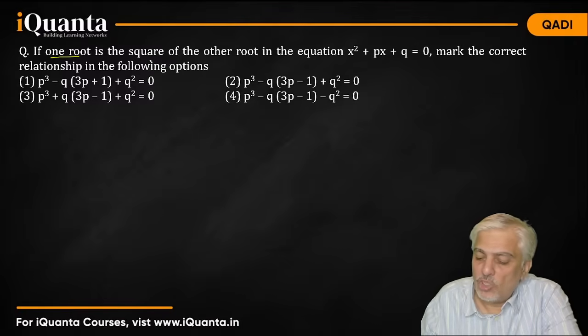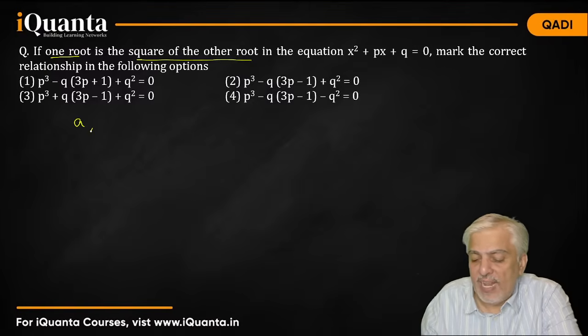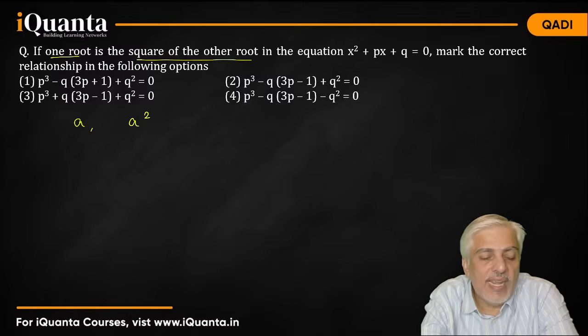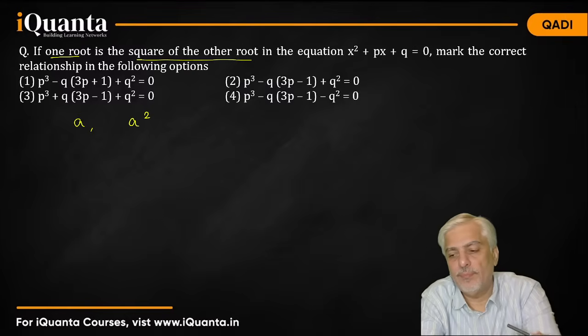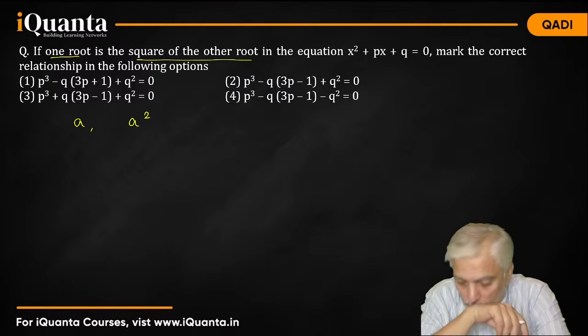One root is square of the other. That means if I take one of the roots as a, the other root is a square. One root is a and the other root is a square. I'll show you two methods for this question. One the traditional method and then one something different. Because the formula for harmonic mean is 2 alpha beta upon alpha plus beta. You forgot the 2 from the formula.